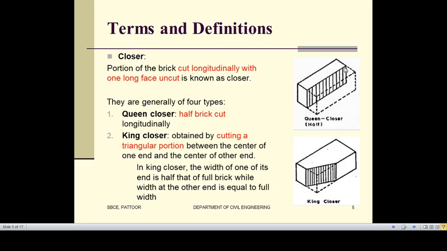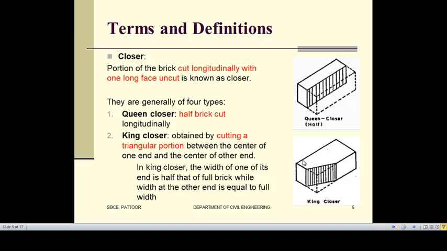Queen closer is obtained by cutting the width into half. Okay, so this particular one is queen closer. Here the length of both sides will be equal to the length of the full brick, but the width is reduced to half of the full brick. Next one is king closer.